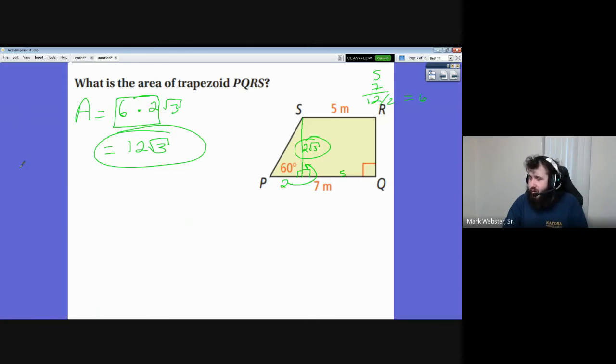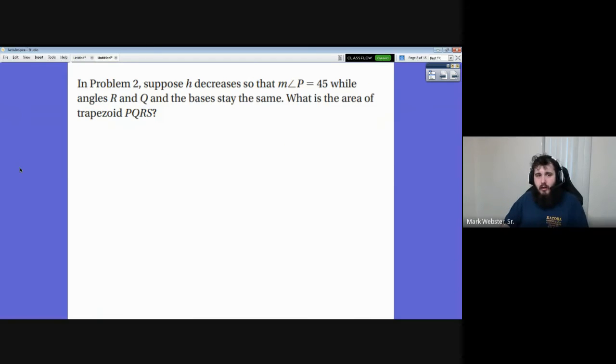Now it's your turn. So again, basically they're describing the same trapezoid, but now the angle is not 60 degrees anymore. So draw a new picture, make it a different angle, and give it a try. All right? Alrighty. So once again, it'll help if you draw your picture.